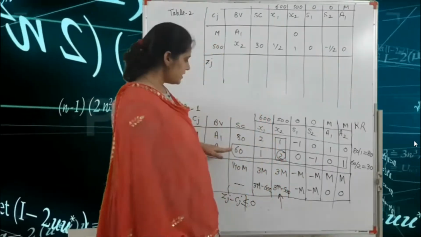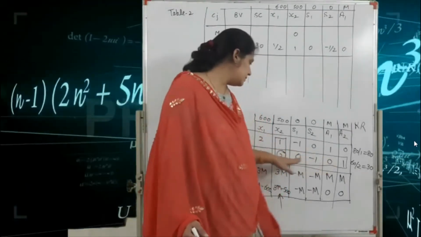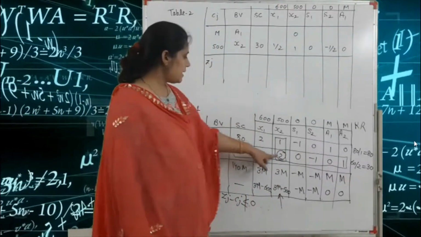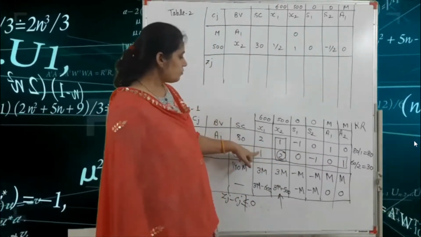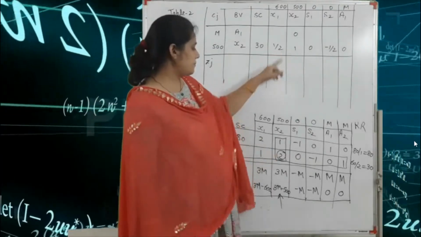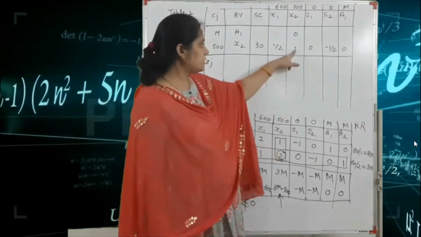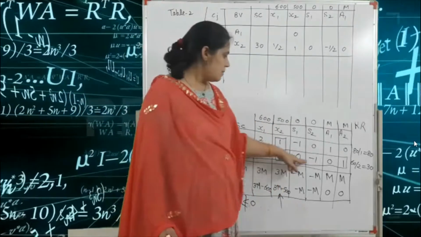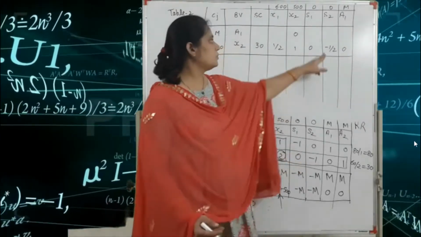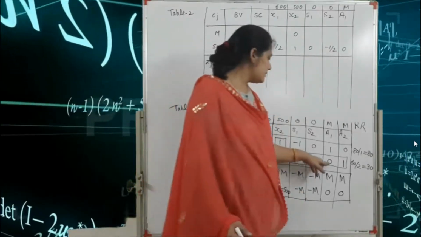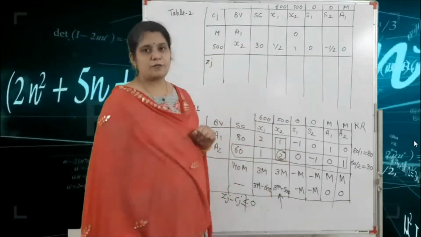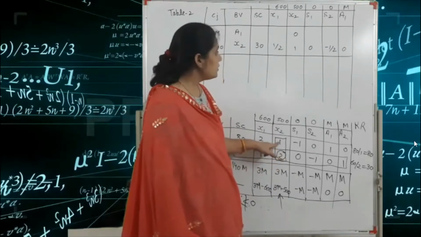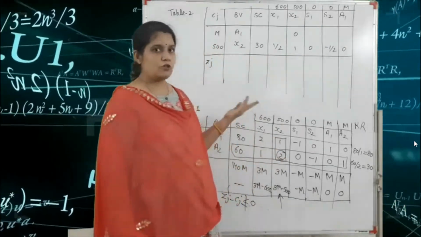Okay, so firstly divide the whole row by 2. So 60 by 2, that means 30. 1 divided by 2, that means 1 by 2. 2 divided by 2, that means 1. 0 divided by 2, that means 0. Minus 1 divided by 2, that means minus 1 by 2. And 0 divided by 2, that means 0.